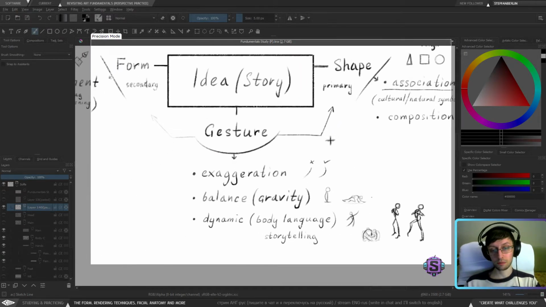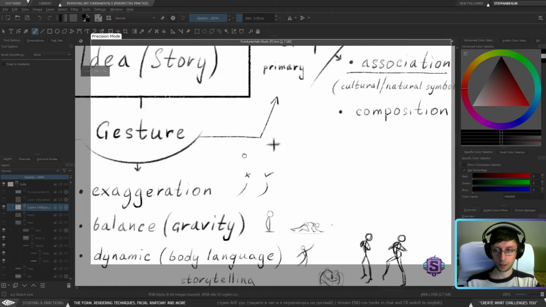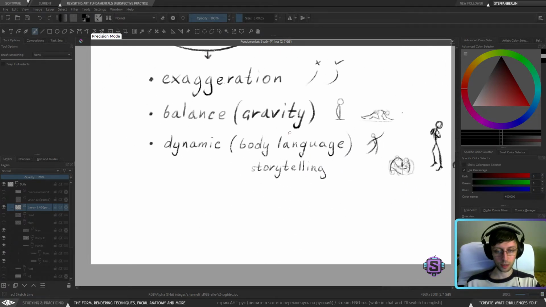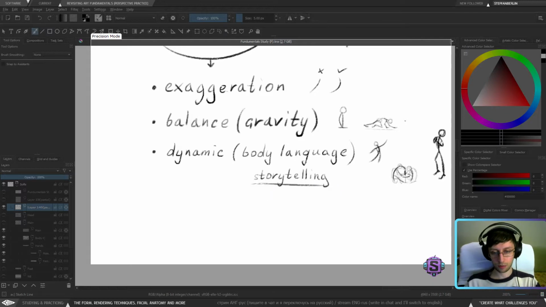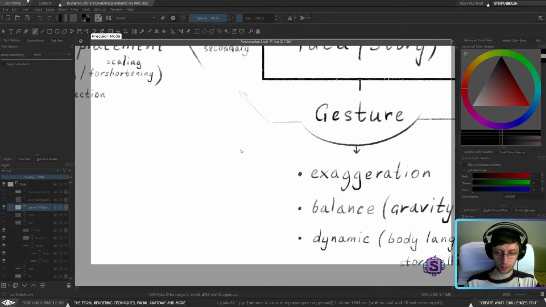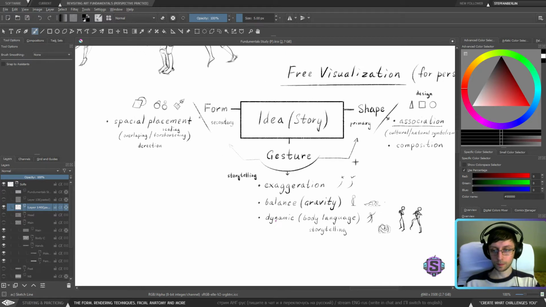Gesture works with storytelling, so this is the way to mainly tell the story. So gesture is basically going to be storytelling. We already created the storytelling aspect here, so let's just establish that gesture is storytelling. Let's just set it in here. Yep, so gesture is basically a storytelling aspect of things.